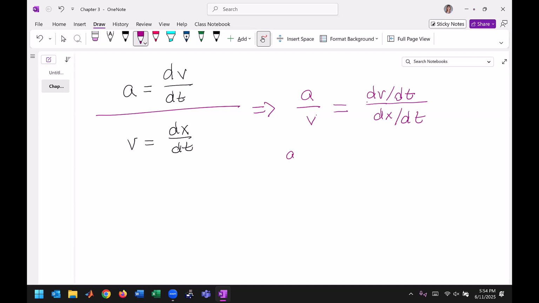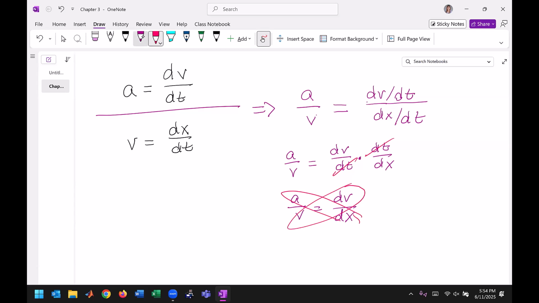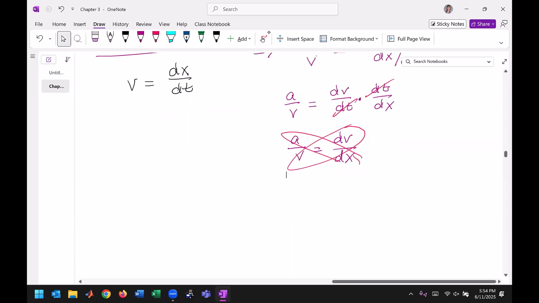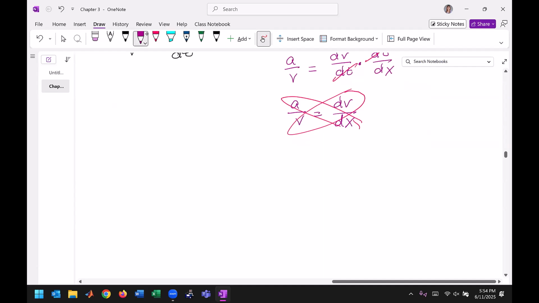Okay, so I have a over v equals dv dt, and since I'm dividing by dx dt, I can also multiply by the reciprocal, dt dx. And look, my dt's cancel out. We're pretending that's a thing that we can do, and you can do it, and it's fine for the purposes of not being a hardcore mathematician. Now we're going to cross multiply, which is another thing that kind of gives me heartburn, but again, we're just doing stuff. So then we get a dx equals v dv.